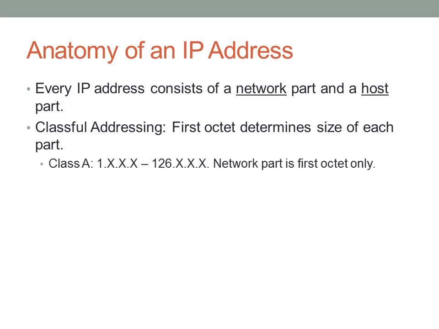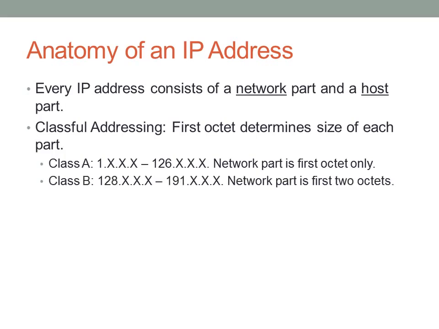And so for a Class A address, the number at the beginning will be between 1 and 126. And if this is the case, then the network part is actually only the first octet, that number 1 to 126. And the other three octets, the last three numbers in the IP address, will be used for the hosts. In the case of a Class B address, we'll use the first two octets to determine the network, and the last two will determine the host.